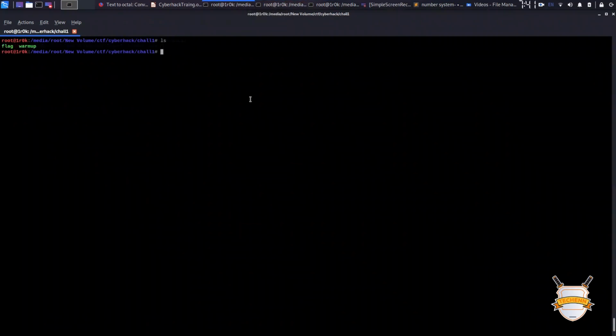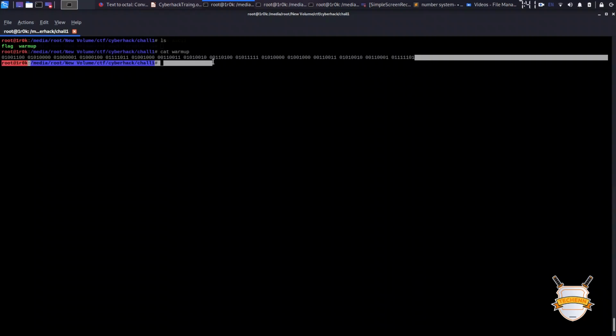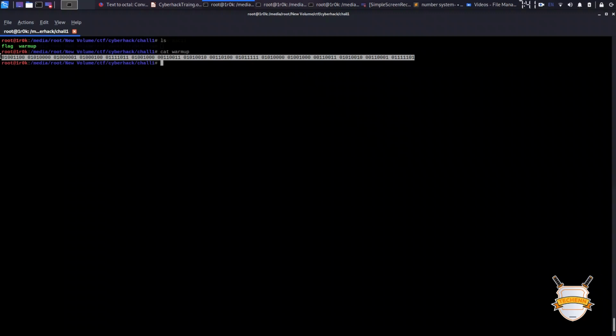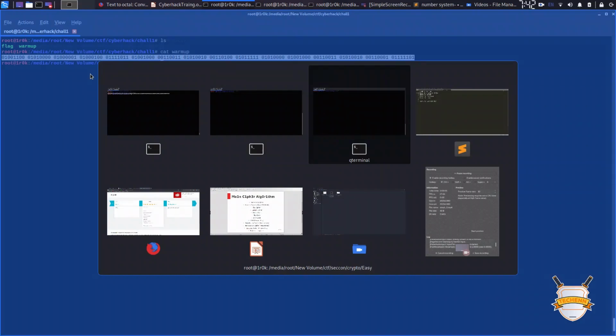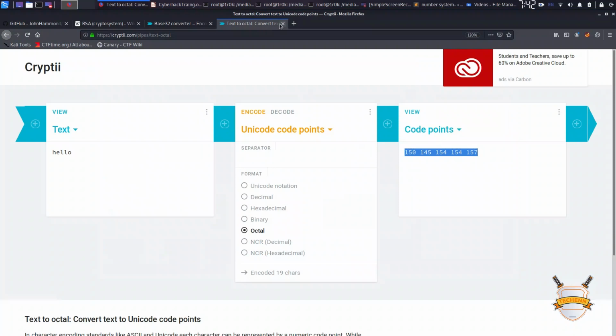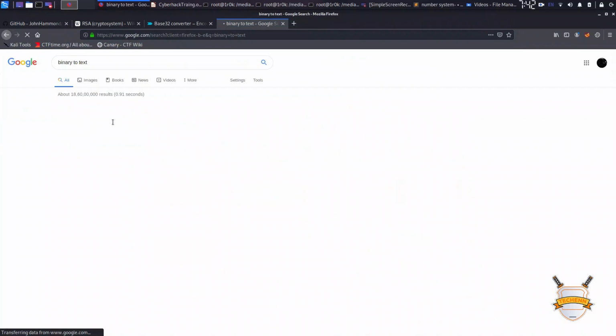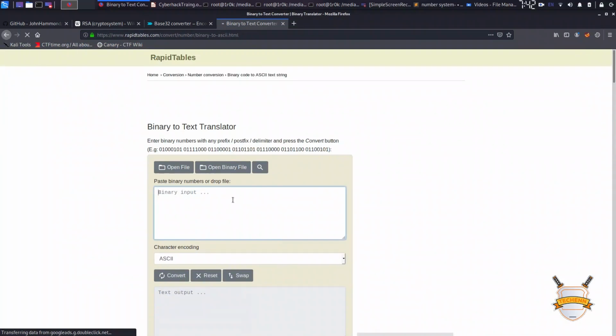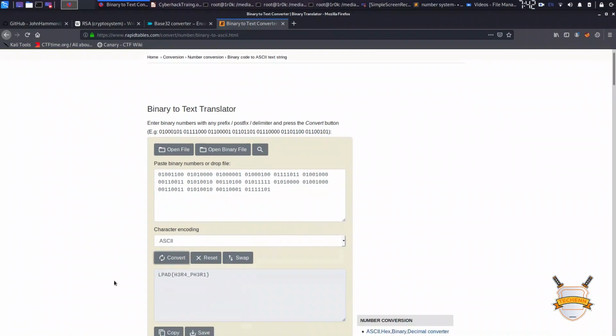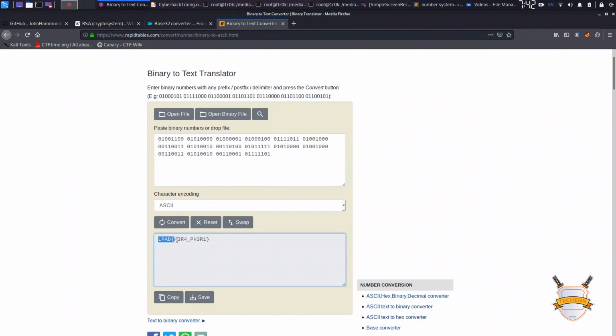Okay, so this was one of the challenges which I made for one of our training classes. This is a cipher test which was given, and easily you will now be able to understand which type of cipher it is. It is binary, binary to text. Just put the binary over here, convert, and you will get the flag LPAD Heraferi. So this was the challenge.